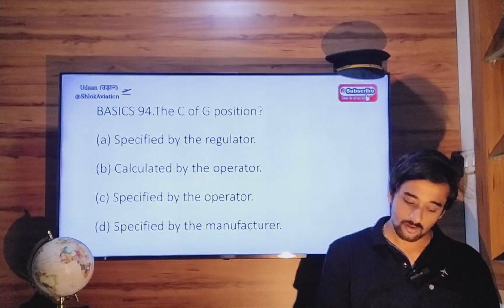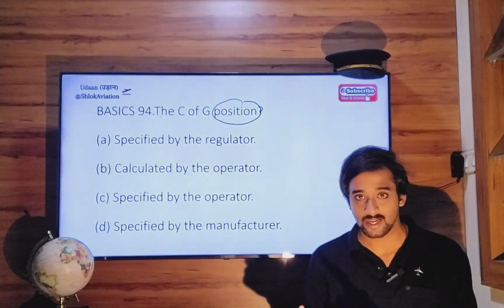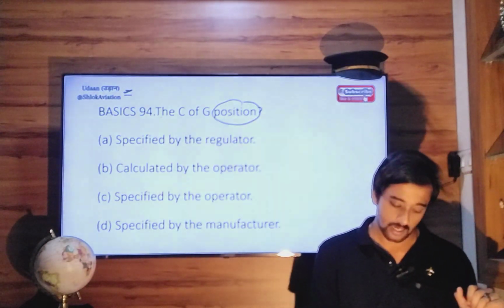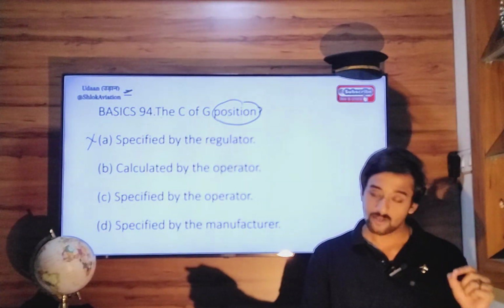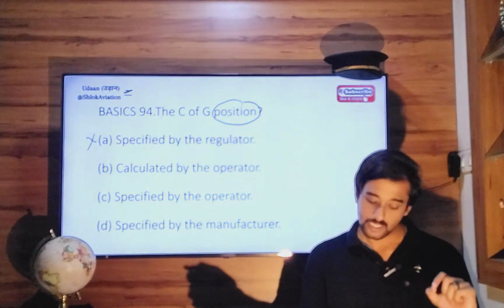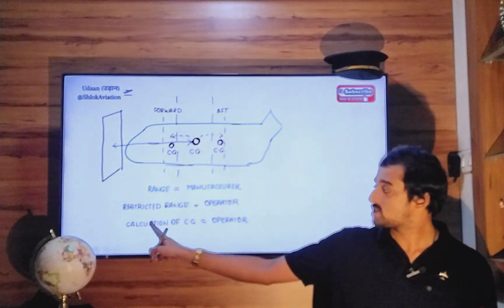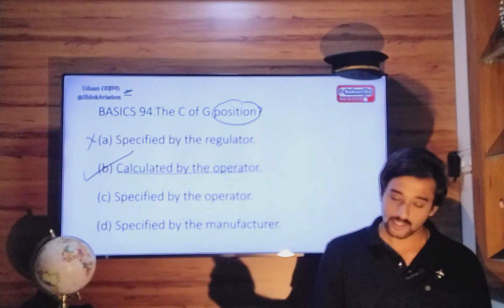Question 94. The center of gravity position. Now it talks about position. It doesn't talk about the range. So the position is specified by the regulator. Again, no. Specified by the operator, no. Specified by the manufacturer, no. So the correct answer here will be calculation of CG by the operator. So this is the right answer.